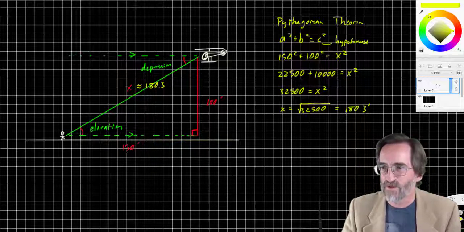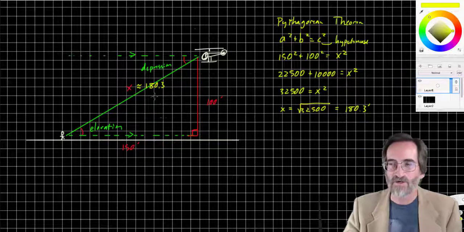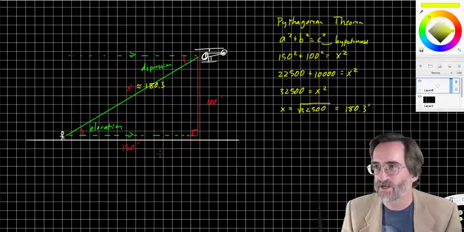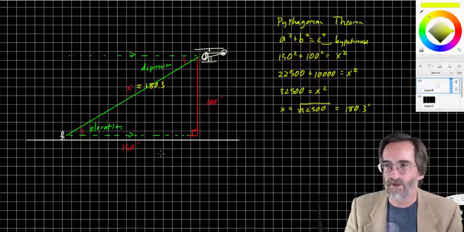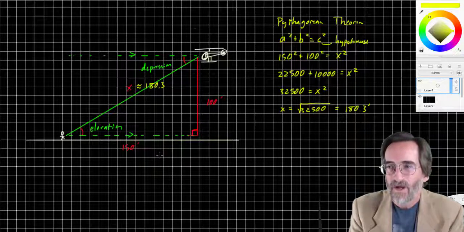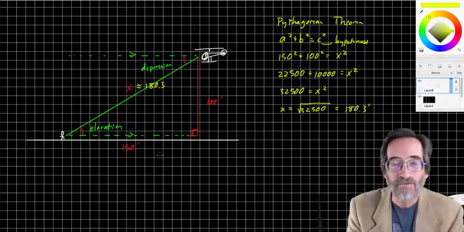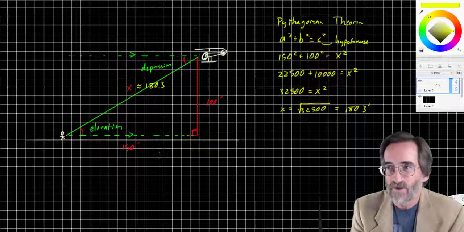Okay, always check, is that answer reasonable? 180.3, that's longer than 150, and we expect it to be longer. The hypotenuse is always the longest side, and it does seem to be a reasonable answer. Okay, so the distance between the helicopter and the observer on the ground is 180.3 feet.